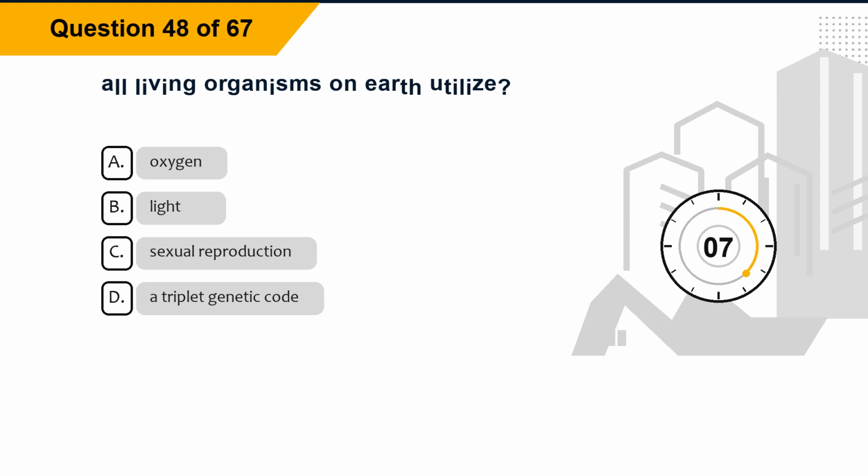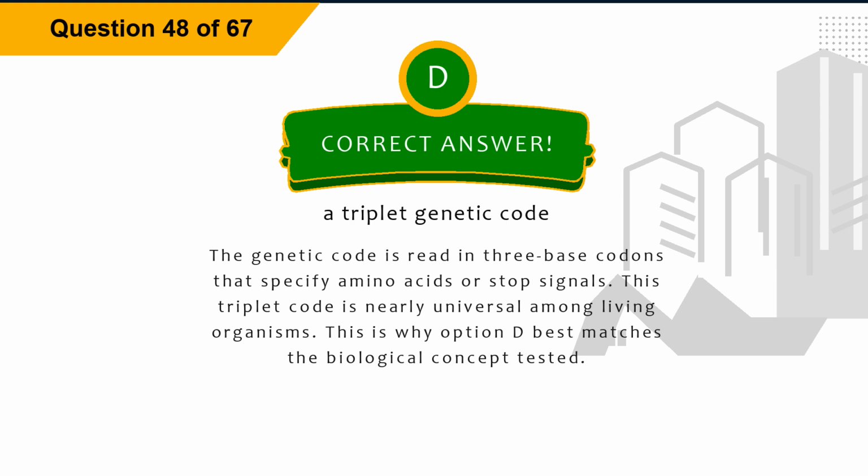Option A, oxygen. Option B, light. Option C, sexual reproduction. Option D, a triplet genetic code. The correct answer is option D, a triplet genetic code. Explanation. The genetic code is read in 3 base codons that specify amino acids or stop signals. This triplet code is nearly universal among living organisms. This is why option D best matches the biological concept tested.